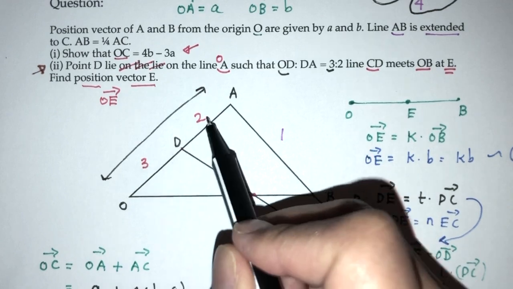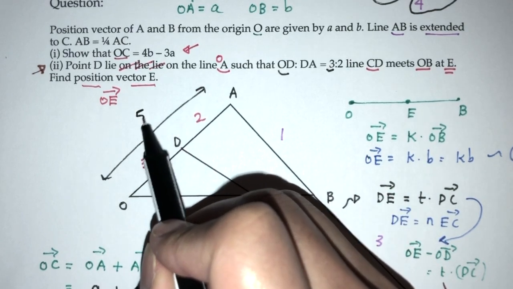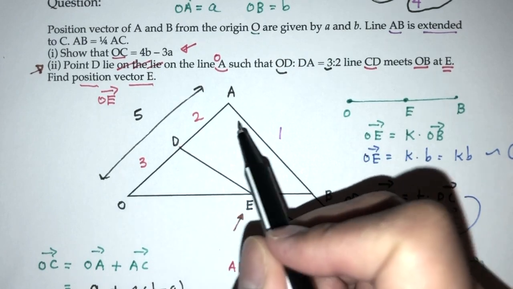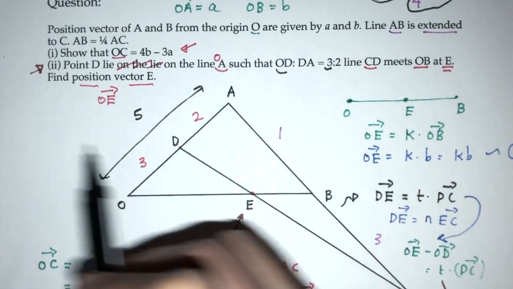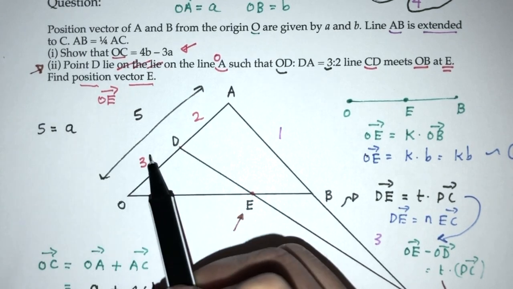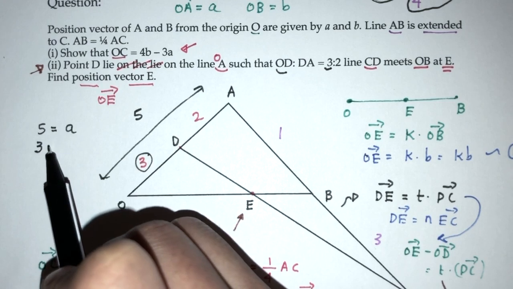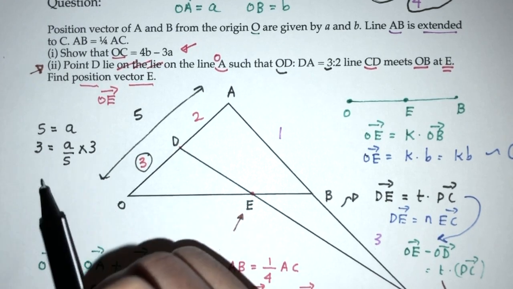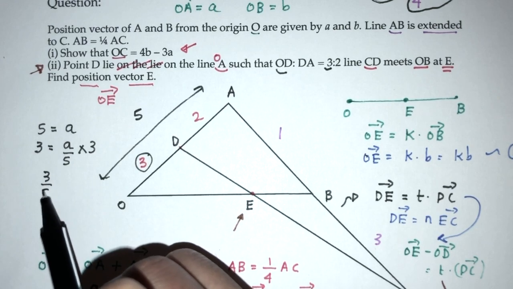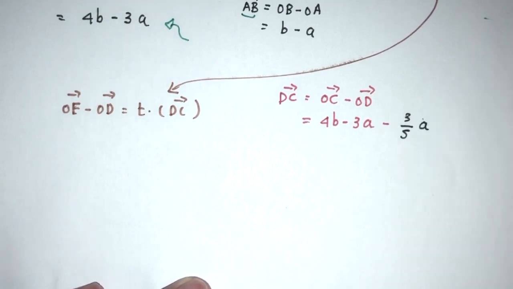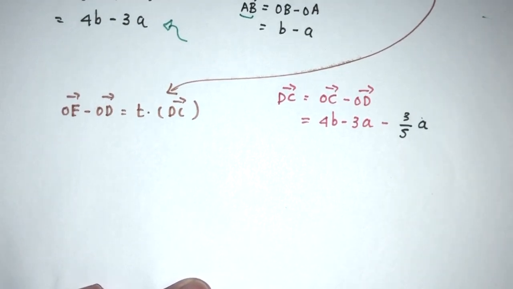The whole thing is 3 plus 2 is 5, right? And then we know that OA is given by a. So 5 represents a. What about 3? 3 has to be a divided by 5 times 3, so that will be 3 over 5a. So OD has to be 3 over 5a. This is a simple ratio that we use to find that value.